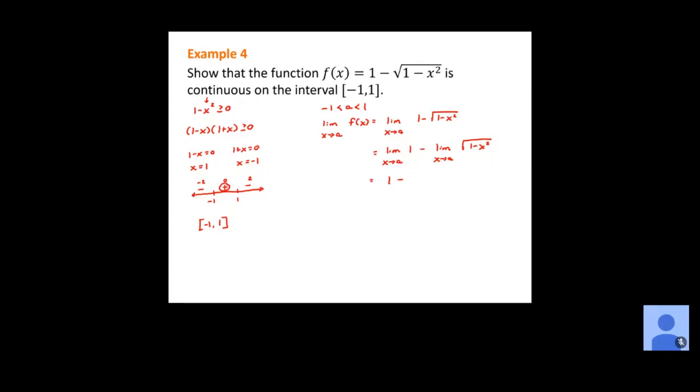Okay, so yeah, we can take the limit of the inside and then just apply the square root to the whole thing, right? So remember, we're allowed to bring out that square root. So we're going to take the square root of the limit as x approaches a of 1 minus x squared now. Well, 1 minus x squared is a polynomial. So how can I find that limit now?